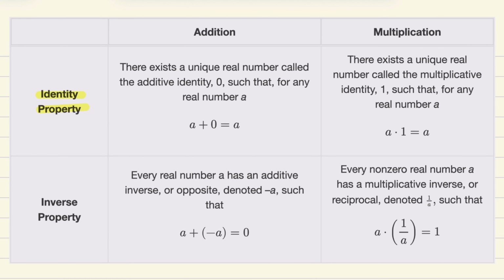Then we have identity properties, which just say that if we add 0 to a number, we get the same number, or if we multiply a number by 1, we get the same number. For inverse properties, looking at addition, if I add a value and its opposite, then the result would be 0. Similarly, if I multiply a number by its reciprocal, the result is 1.